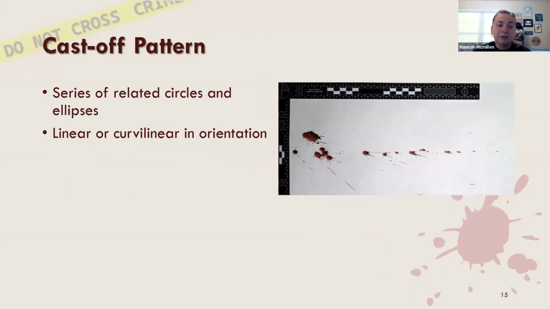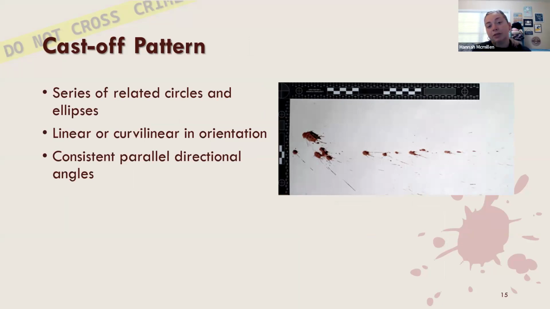So starting first with cast off, these are a series of related circles and ellipses in a linear or curvilinear orientation. They're consistent parallel directional angles. The way that we might see cast off patterns is if someone might have been beating someone up with a bat or a blunt object. Cast off is when you might have some blood on the end of that bat and you swing it in one direction and the blood casts off in that direction. Then we can identify the direction that cast off could have come from based off of the scallops and the satellite stains.